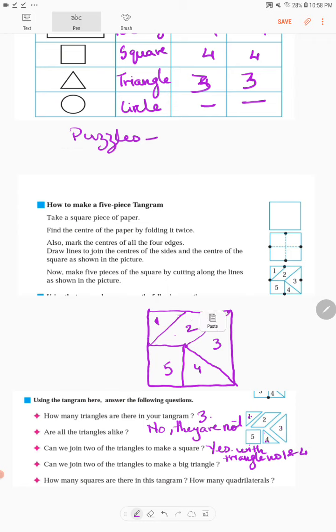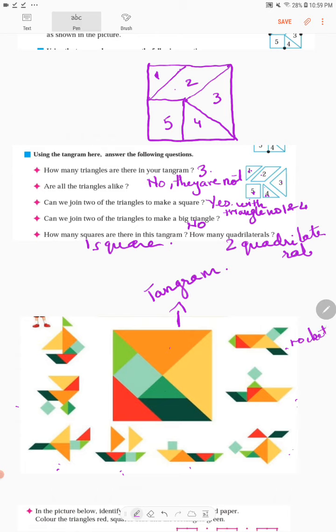Now can you tell me what this is? You can make a rocket. You can make a ship, a boat. This is an aeroplane. This is also a boat. And this is a vehicle. So like this you can make shapes.